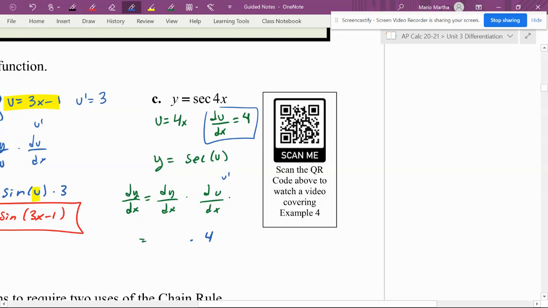So times 4. And then the derivative of secant gives us secant tangent, right? So secant of u times tangent of u. And then again, resubstitute without the u. You want to get rid of it. So that would be secant of 4x times tangent of 4x times 4. So I can put the 4 in front now. There you go.